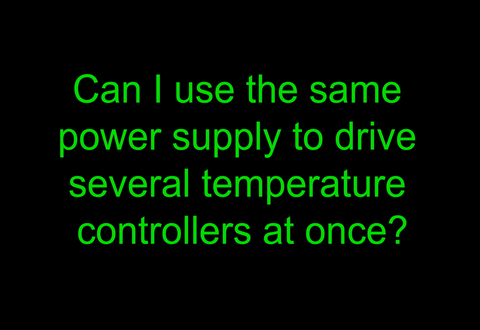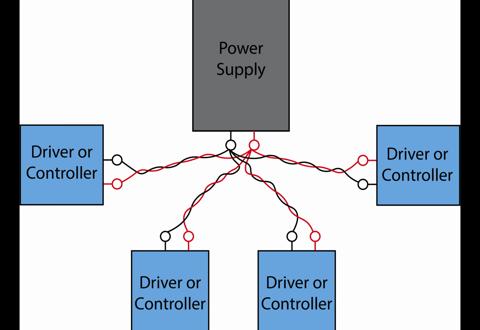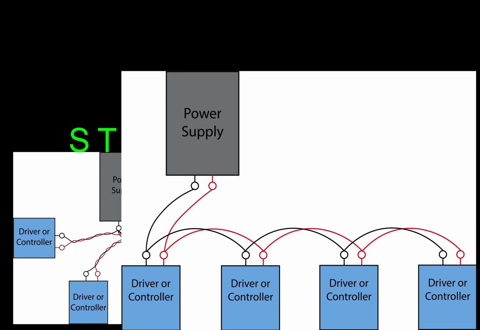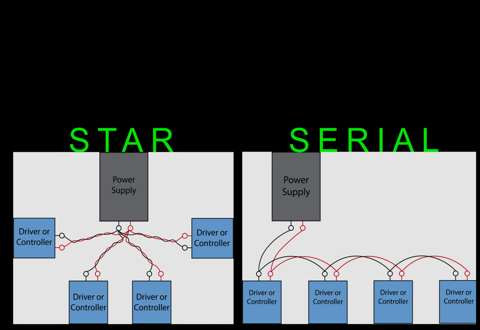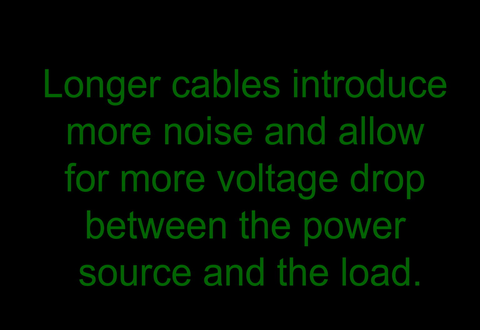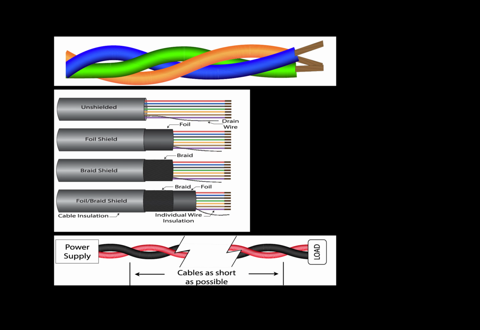Can I use the same power supply to drive several temperature controllers at the same time? Yes, but they should be connected using star, individual connections, rather than serial, linked connections to ensure that the voltage to each unit is the same. How long should my cables be? Longer cables introduce more noise and allow for more voltage drop between the power source and the load. To minimize the effects of noise, twist the cables together or use shielded cables. To help minimize voltage drop, keep them as short as possible.